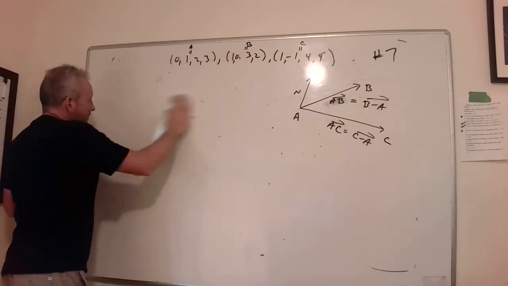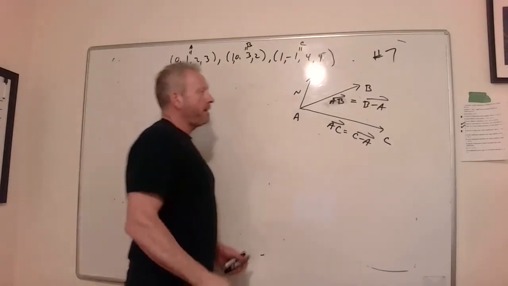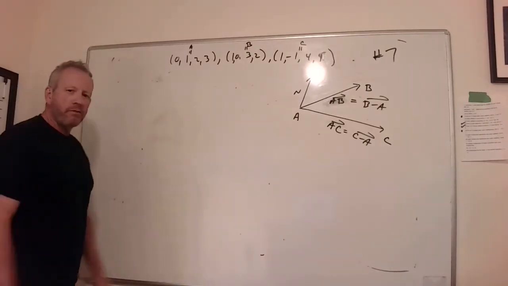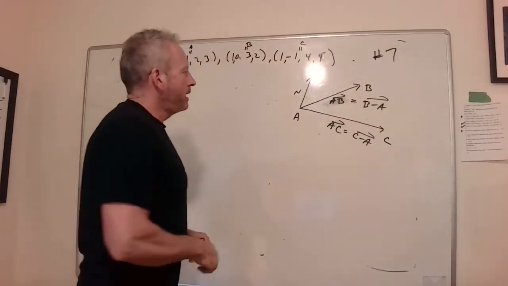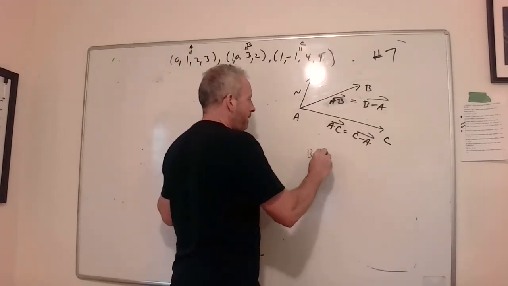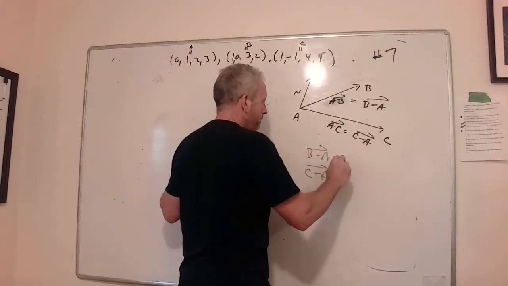Anyways, I had briefly talked about the idea of a span of 2 vectors, but I can't believe I just erased those. I want those vectors back. Oh my gosh. Let me see if we can get them really quickly here. I'm going to want those 2 vectors back. So let's get B minus A and C minus A.